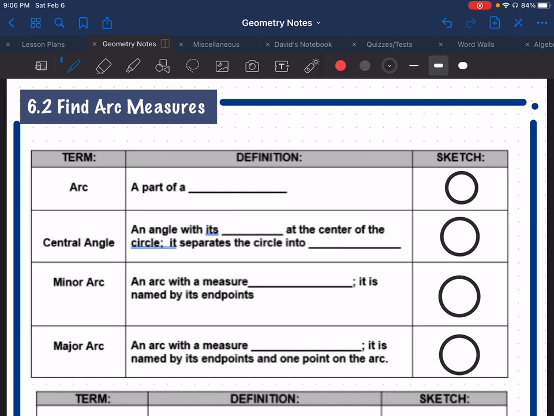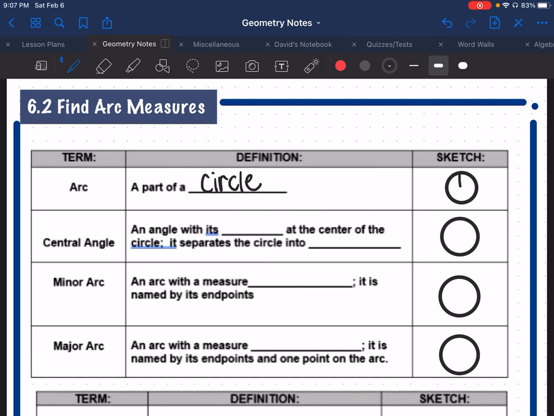Today's lesson is 6.2, Find Arc Measures. Let's go ahead and start with some definitions. An arc is a part of a circle. So over here in the sketch, I have a circle. And let's go ahead and add its center.